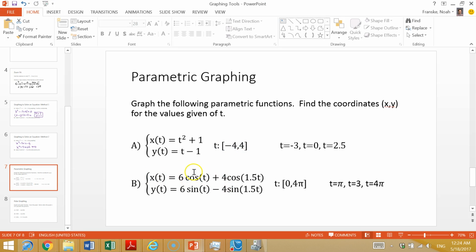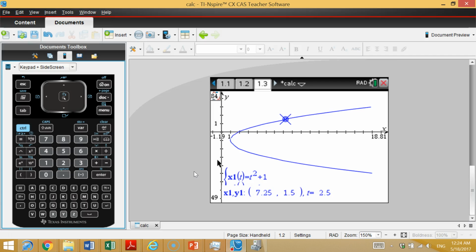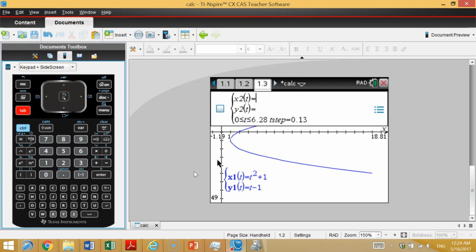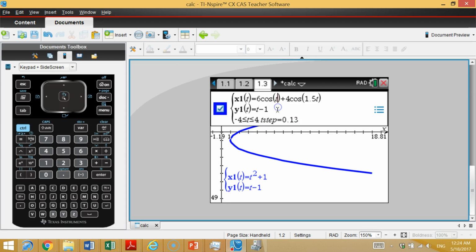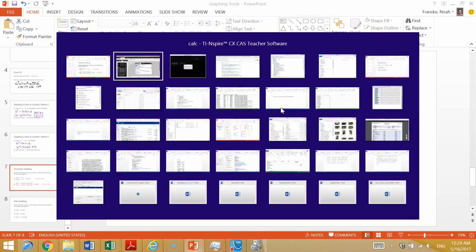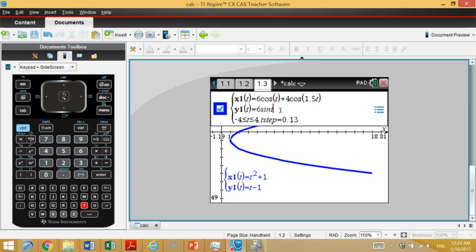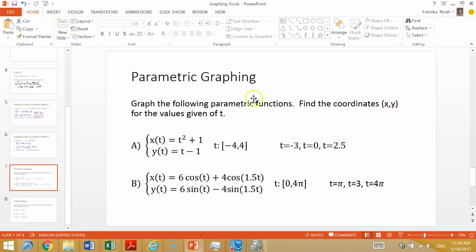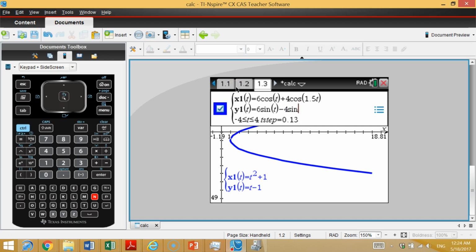This next one is pretty cool. Try to graph it along with me. So it looks like 6 cosine t plus 4 cosine 1.5 t. So let's just change these. So we got 6 cosine t, plus 4 cosine 1.5 t. And the y is 6 sine t, minus 4 sine 1.5 t.